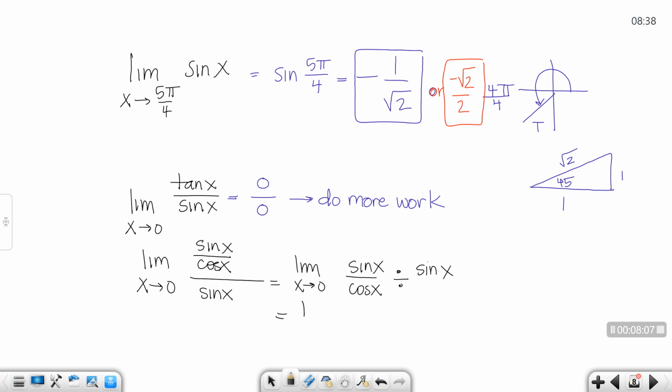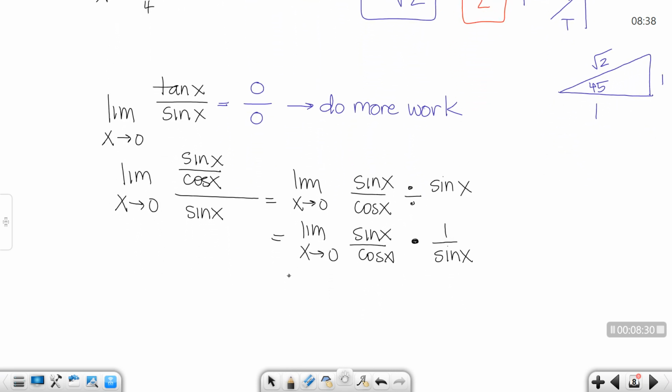So when I do that, I keep, and I change, and I flip. Remember, when you're dividing two fractions, you multiply by the reciprocal of the second. We also label that sometimes as keep, change, and flip. Okay, so when I keep, change, and flip, I see the sines cross out. I get the limit as x goes to 0 of 1 over the cosine of x. Okay, now that's a much more usable form.